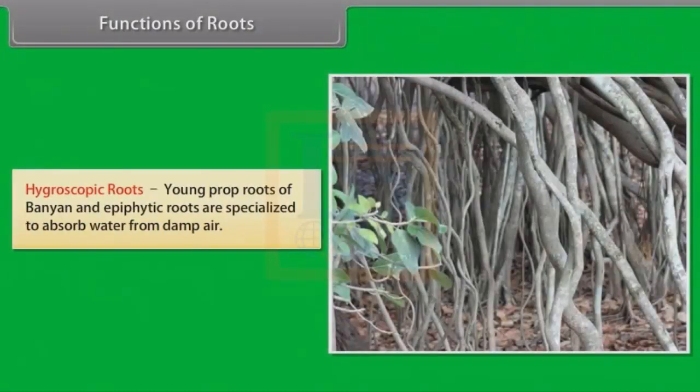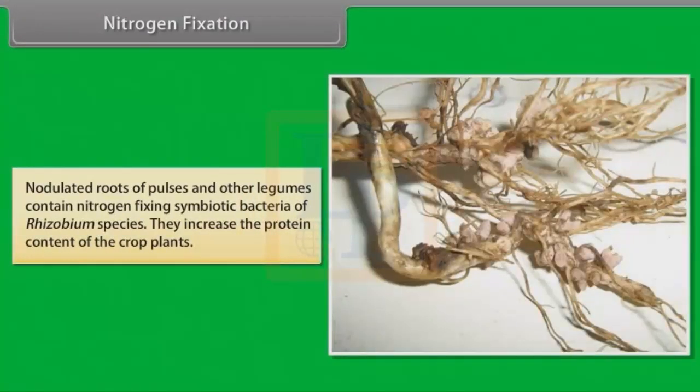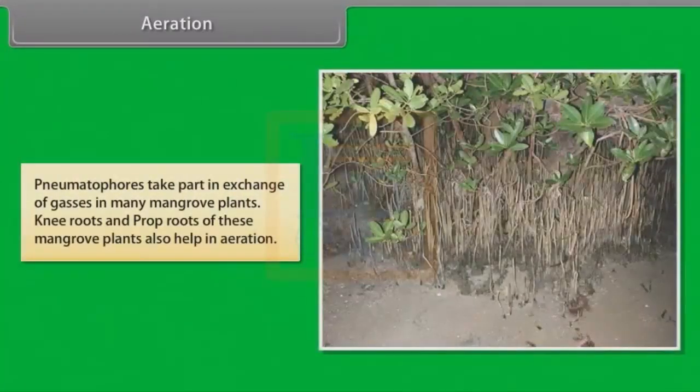Hygroscopic roots. Young prop roots of banyan and epiphytic roots are specialized to absorb water from damp air. Nitrogen fixation. Nodulated roots of pulses and other legumes contain nitrogen-fixing symbiotic bacteria of Rhizobium species. They increase the protein content of the crop plants. Aeration. Pneumatophores take part in exchange of gases in many mangrove plants. Knee roots and prop roots of these mangrove plants also help in aeration.